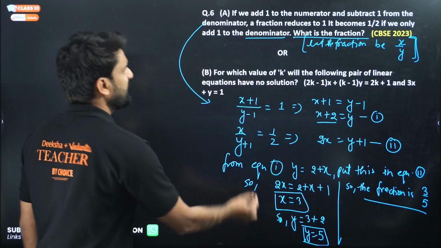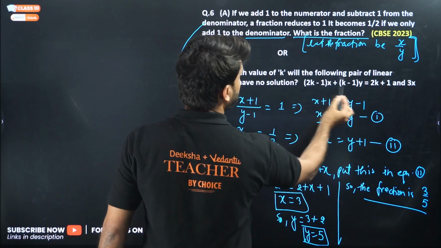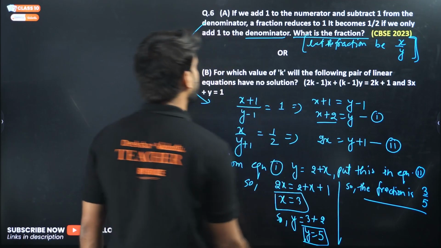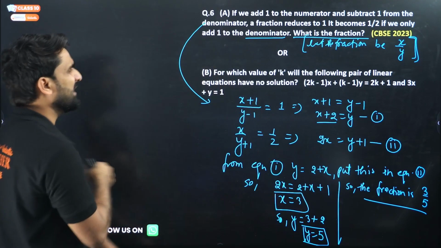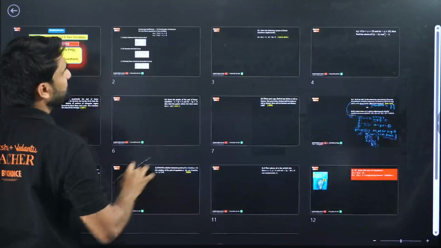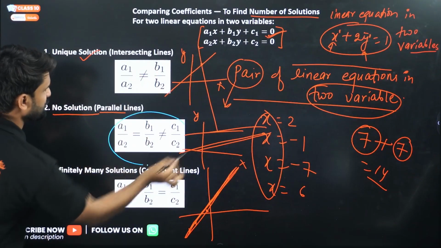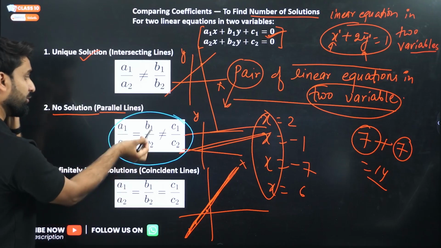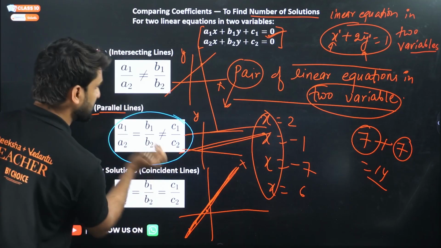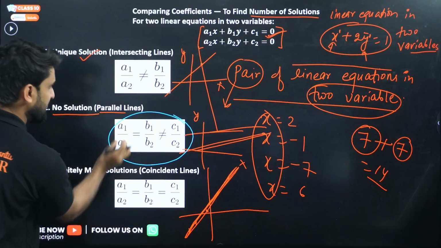Second question, you have to find the value of k. Will the following pair of linear equations have no solution? For which value of k? See, I have already shown you in the previous slide. This was the slide. For no solution, this condition should be fulfilled. If a1 by a2 equals b1 by b2 not equal to c1 by c2, then you can find the value of k. So please write the coefficients and solve.